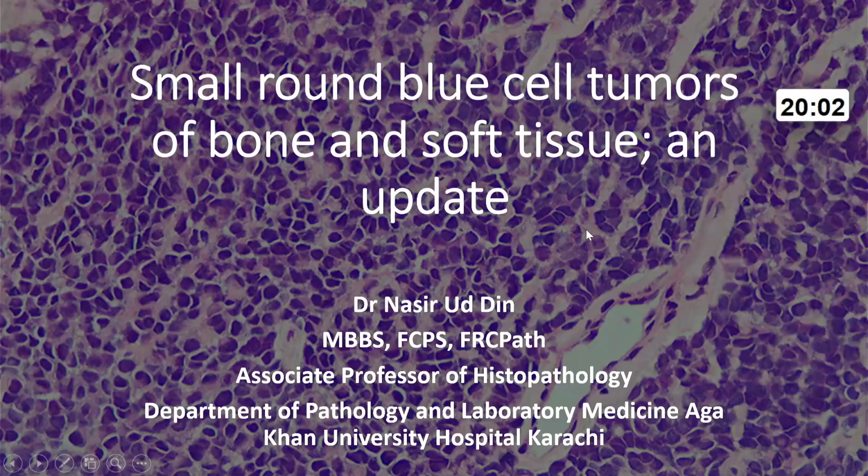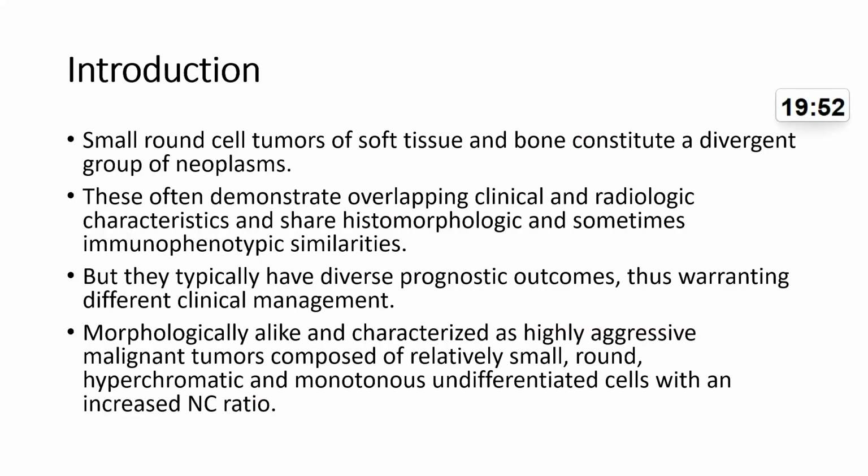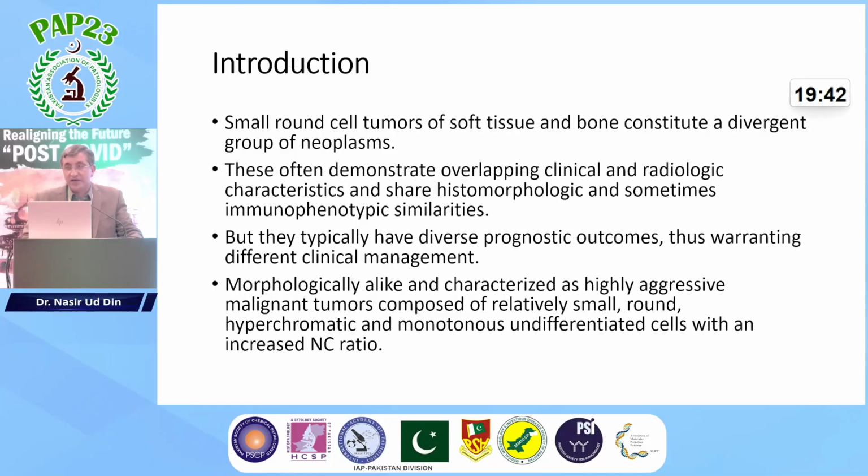Thank you, Dr. Ariba, for the introduction. I will give an update on small round cell tumors of bone and soft tissue. Small round cell tumors of soft tissue and bone constitute a divergent group of neoplasms. These often demonstrate overlapping clinical and radiological characteristics and share histomorphologic and sometimes immunophenotypic similarities, but they typically have diverse prognostic outcomes, thus warranting different clinical management.